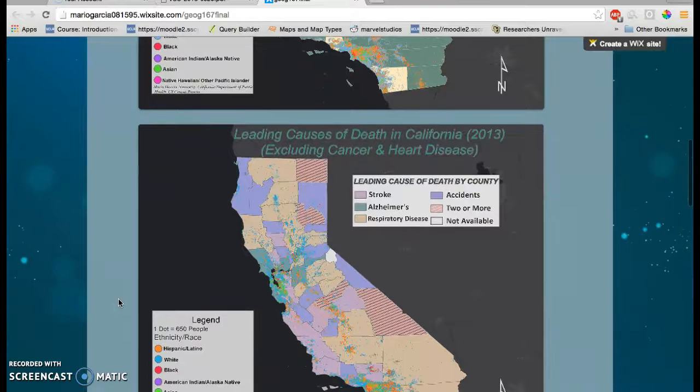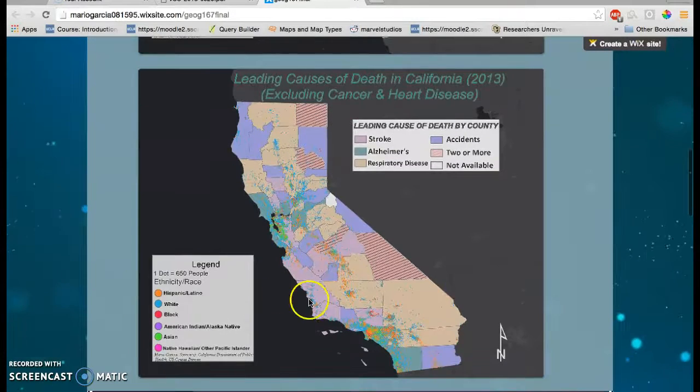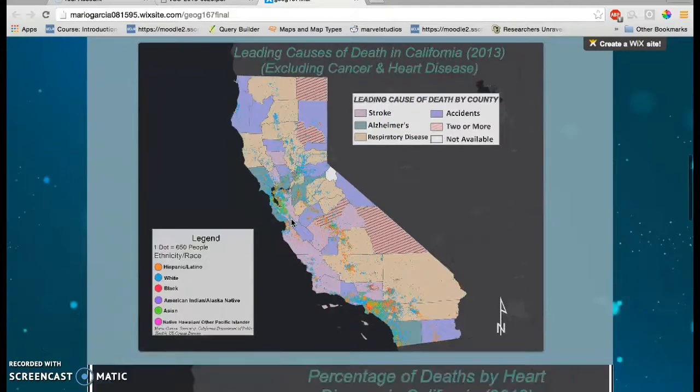For the second map, I decided to exclude cancer and heart disease to get more variation, and so I included diseases and causes of death such as stroke, Alzheimer's, and accidents. And once again, I added a dot density map over, and we can see that race doesn't seem to have an effect on the cause of death once again, because these causes are spread throughout the state.